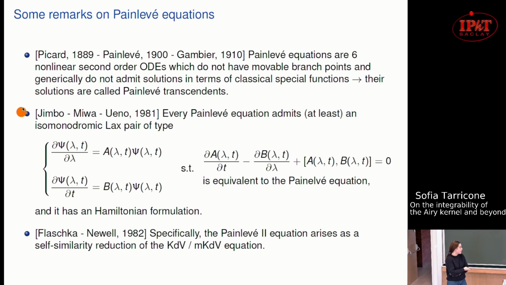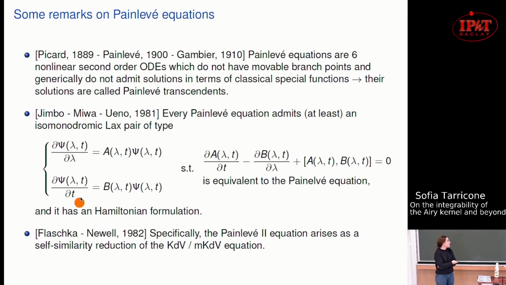And what they proved is that every Painlevé equation is completely encoded by such a system, where of course A and B will be different polynomial or rational matrices in lambda and t. This in particular means that if you take the compatibility condition of the system, so the fact that you can exchange the order of derivatives, this equation here will give you exactly the nth Painlevé equation. And moreover, they all have a Hamiltonian formulation, so you can see these Painlevé equations as Hamiltonian one-dimensional systems.